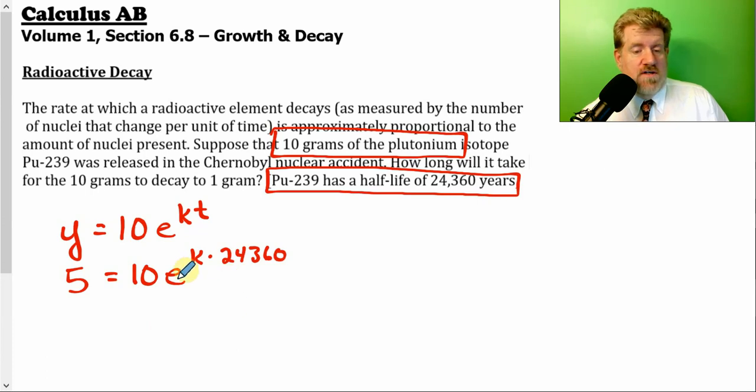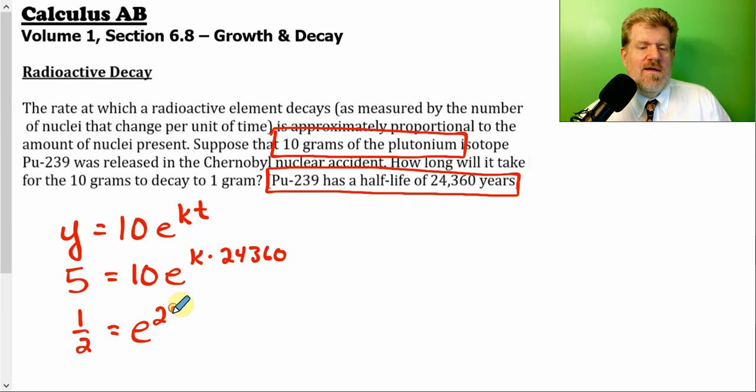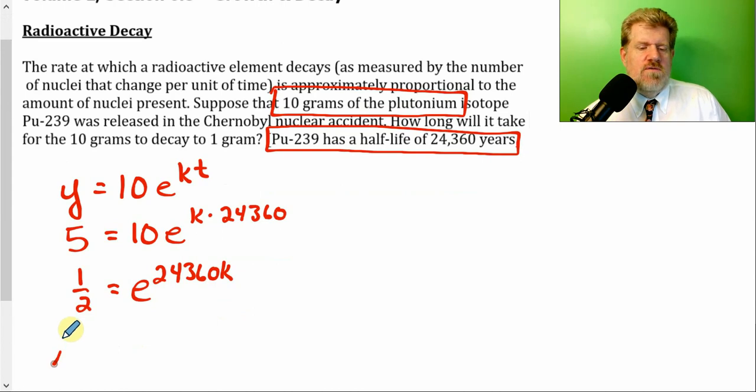Now we solve for k. I'm going to divide both sides by 10. And if I divide both sides by 10, guess what? What is 5 divided by 10? It's 1/2. Half-life. Interesting. All right, again, we're going to do our inverse, which is natural log. Natural log of 1/2. Remember, any natural log greater than 0 and less than 1 is negative.